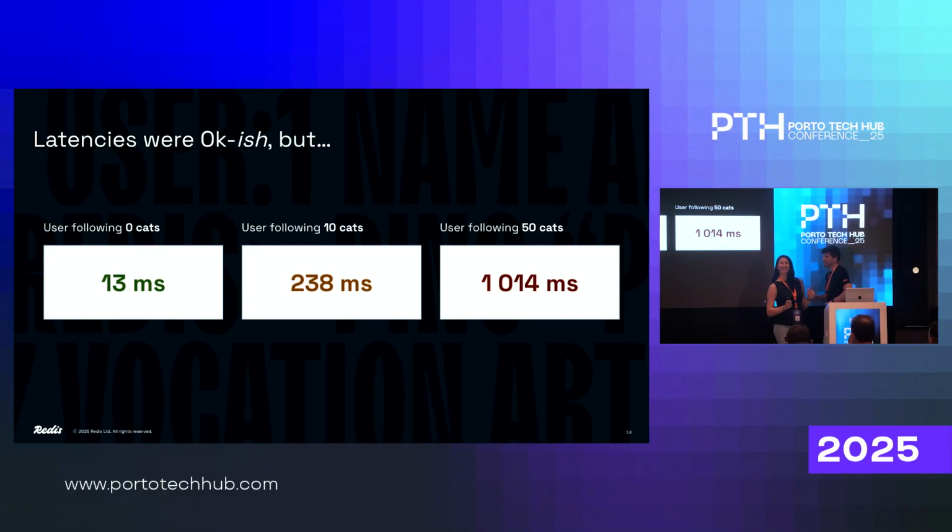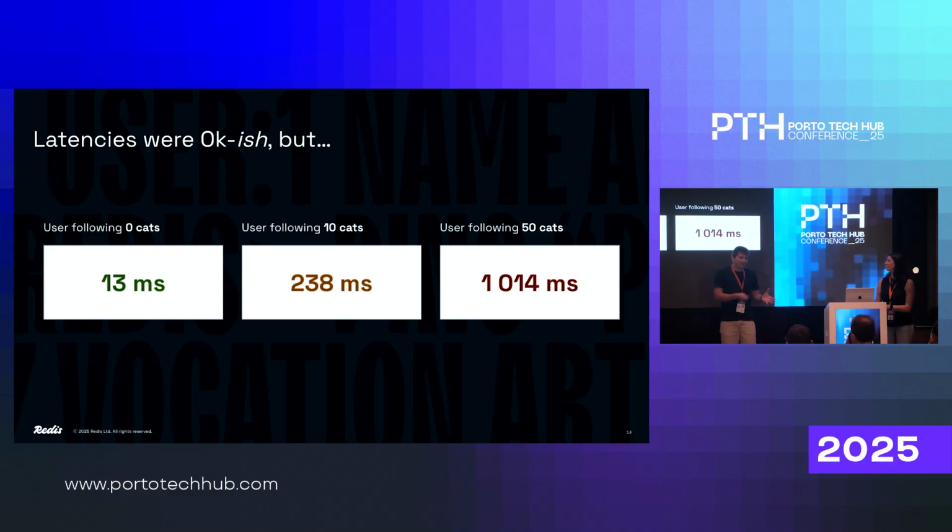So if a user follows no cat, the latency is around 13 milliseconds. The problem is, once we start following more and more cats, we see the latencies increase, right? So instead of 13 milliseconds, we start to experience 200 milliseconds, and the guy that uses Catwalks the most is experiencing 1 second latency just to get the feed. So what may be wrong here, and what can we use to try to figure out what's going on?